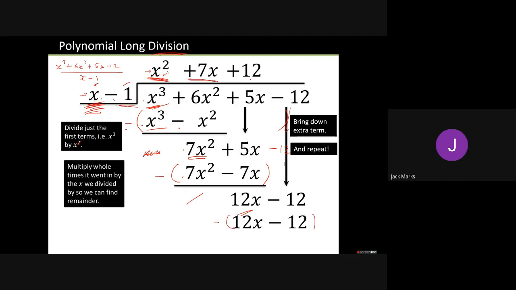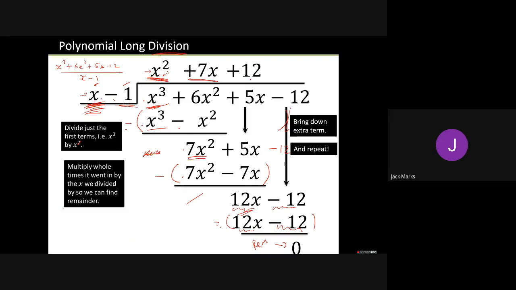12x minus 12x. Well, if you have something and you take away that thing, it will be gone. So this actually has no remainder. Okay, you can divide x cubed plus 6x squared plus 5x minus 12 by x minus 1 and there'll be nothing left over. In other words, the remainder is 0.